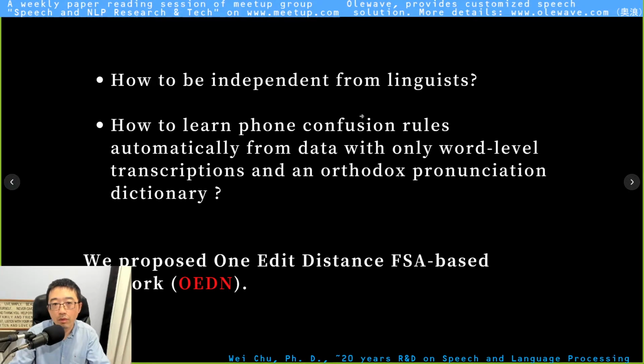So we asked these two questions, okay? How to be independent from linguists, and how do we learn these rules automatically from the data? Because we have the word-level pronunciation and the orthodox pronunciation dictionary. Let me propose our method.